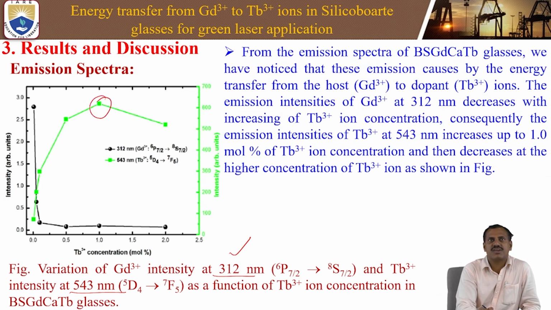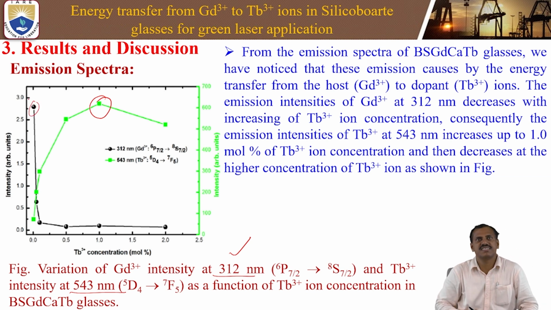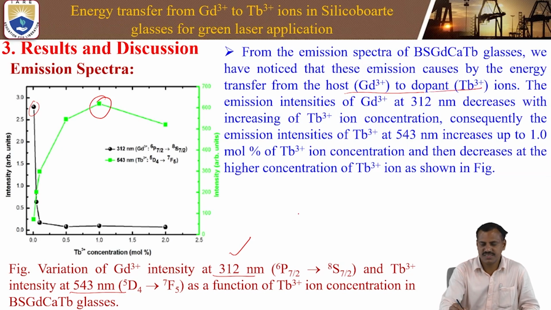But for the gadolinium 3+ ions, at low concentration, 0.5, we are observing the highest intensity, and it decreases while increasing the terbium 3+ ions. That is mainly due to the energy transfer from gadolinium 3+ to terbium 3+ ions, which we are going to study in this emission spectra. See, the host material is gadolinium 3+, and the dopant is terbium 3+. Gadolinium 3+ is the host matrix, but terbium 3+ is the dopant.